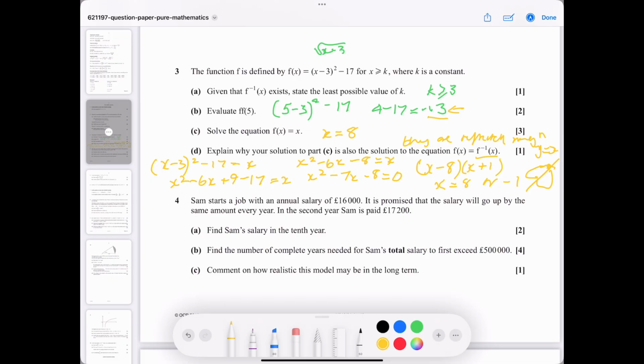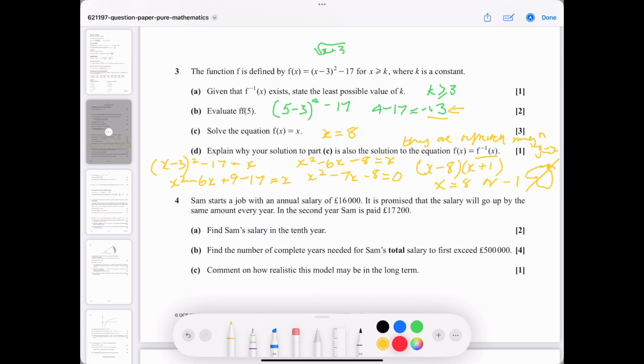Sam starts a job with an annual salary of 16,000, and it is promised that the salary will go up by the same amount every year. In the second year, Sam is paid 17,200. Find Sam's salary in the 10th year.